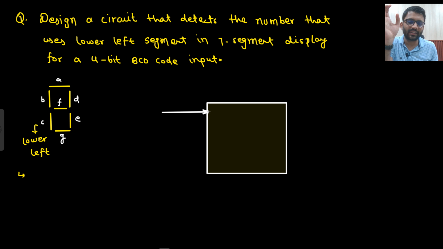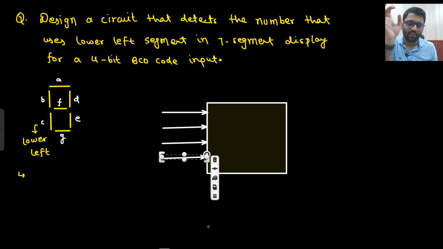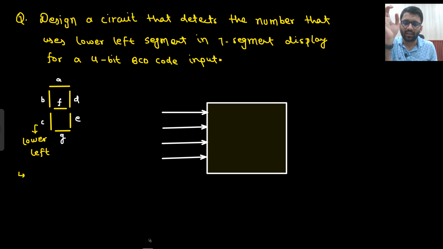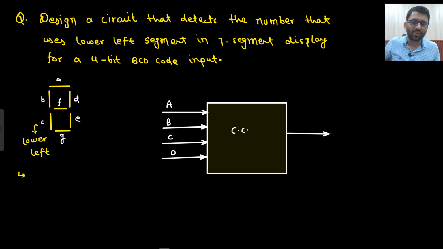So always in a combinational circuit, the first thing we need to see is what our input is. So input is our BCD code. It can go from 0 to 9. This is our input BCD code, B3, or I have written ABCD. Now let's say there is some random input. This is our combinational circuit, and it will give a single bit output. That is our Y.